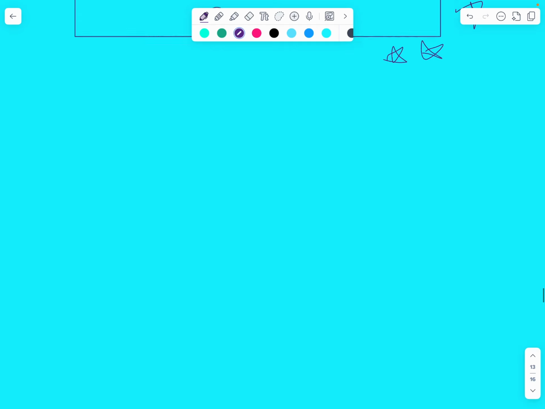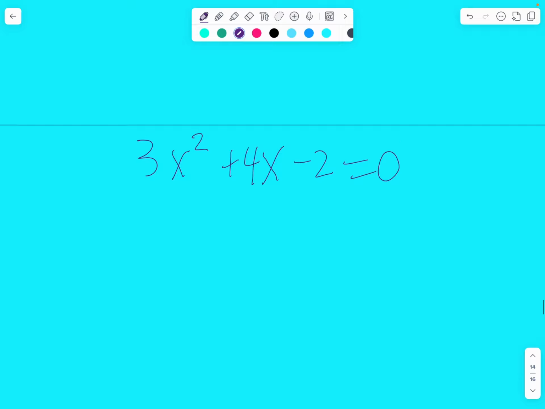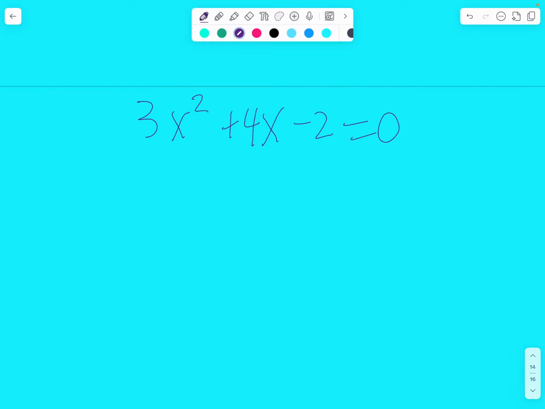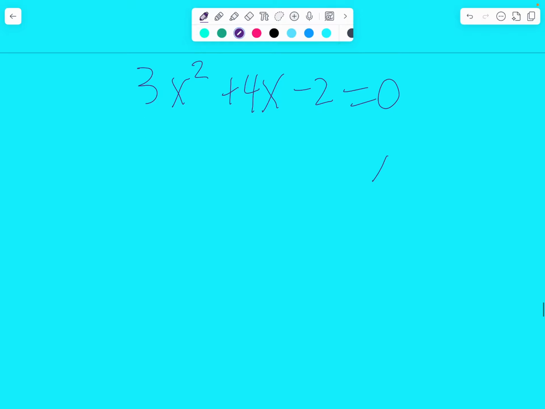So let's do a practice problem to get things going. We have 3x squared plus 4x minus 2 equals 0. And let me write the formula. Just say it out loud to yourself 1,000 times until it's really drilled in your head. But for now, we're going to write it out because we don't know it.